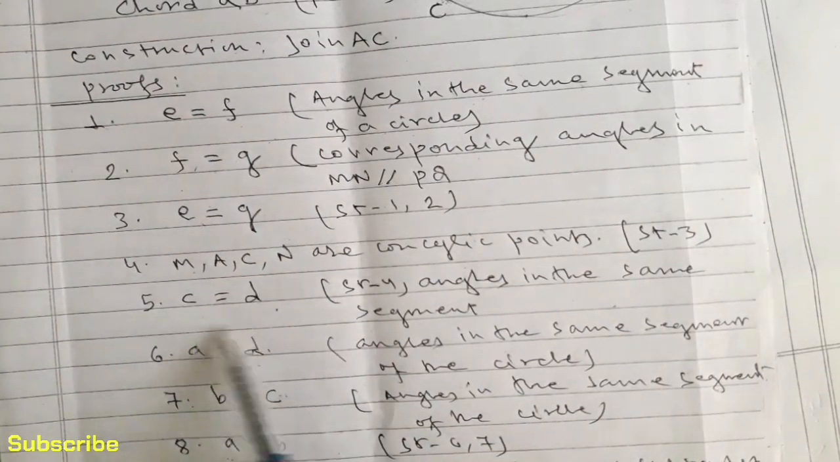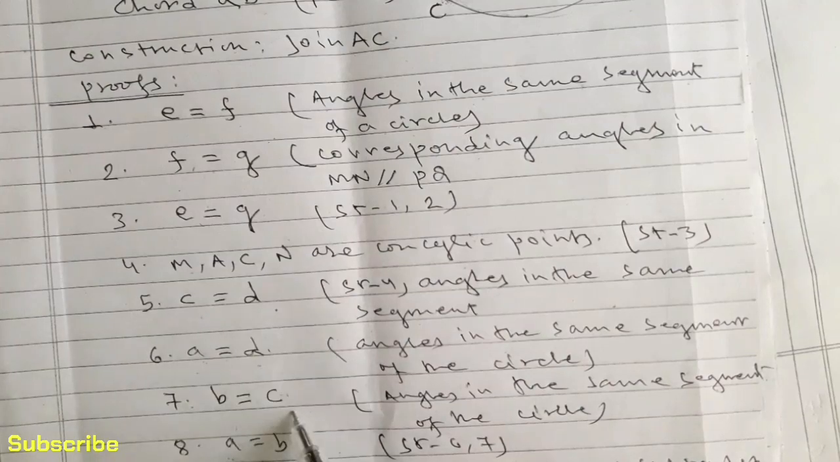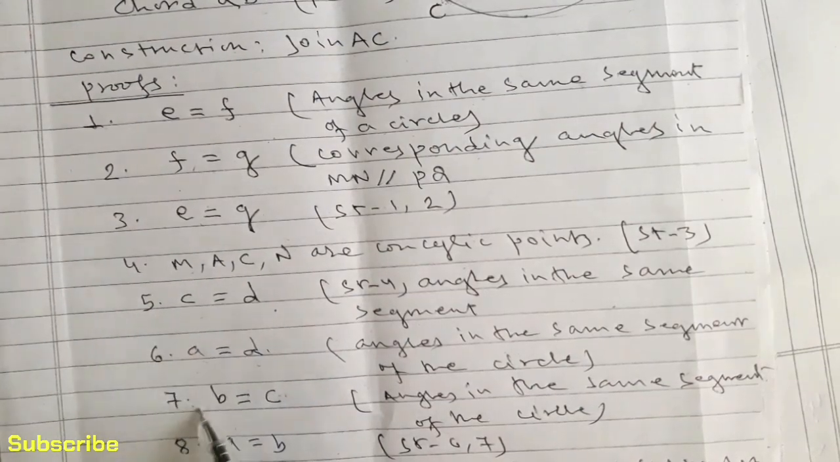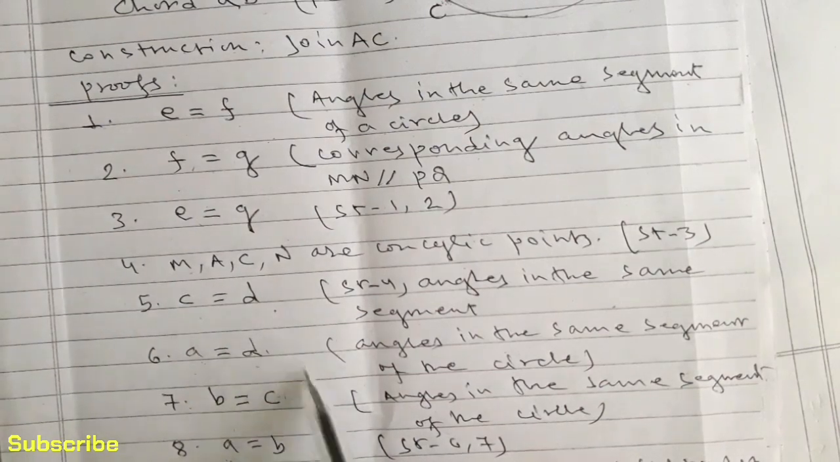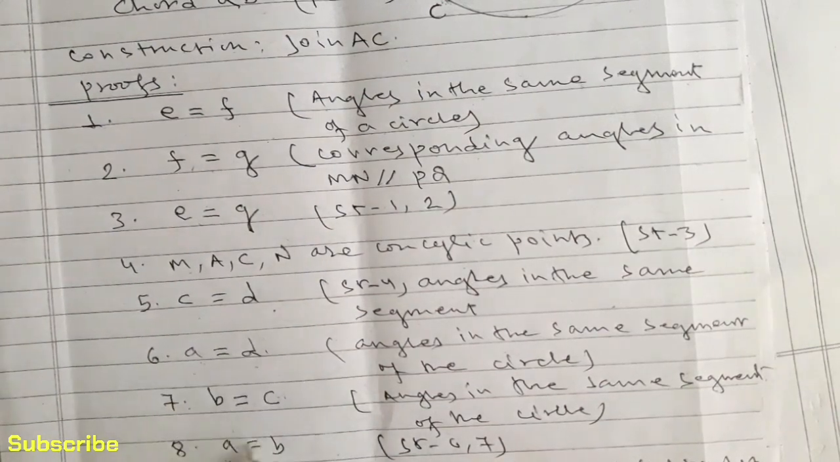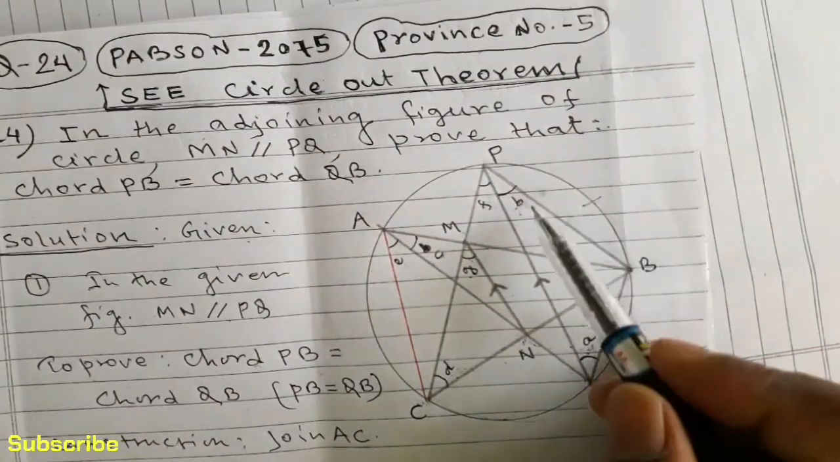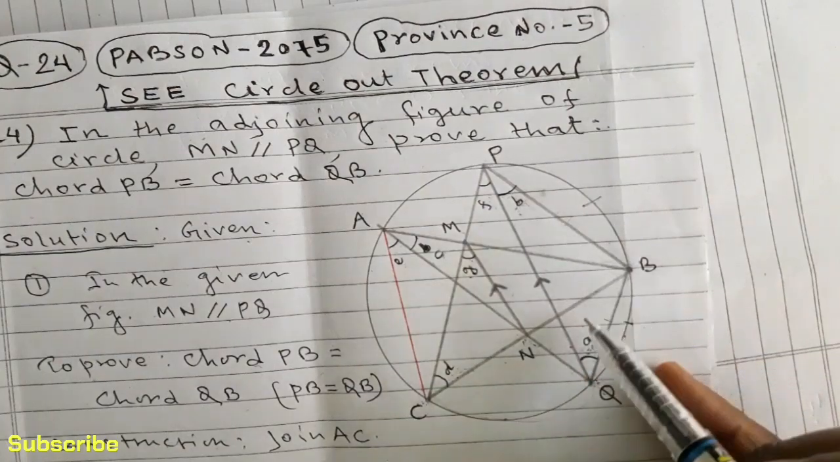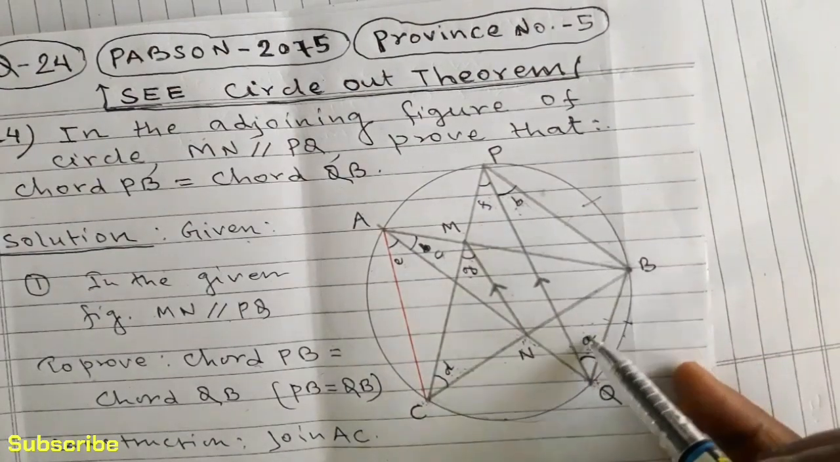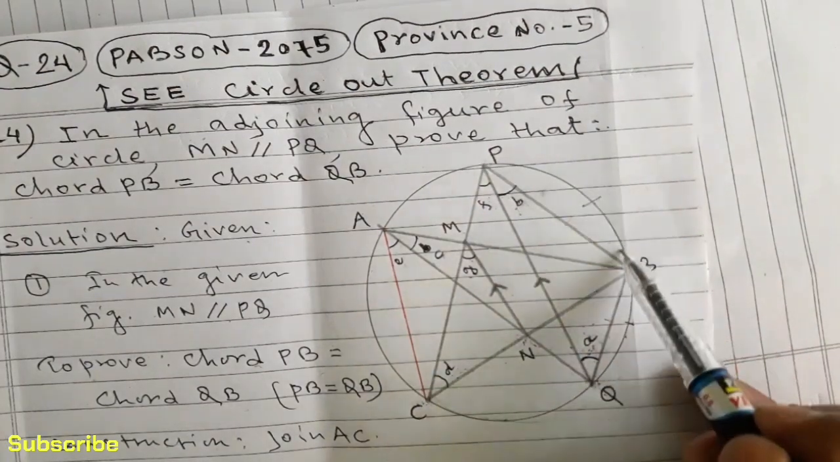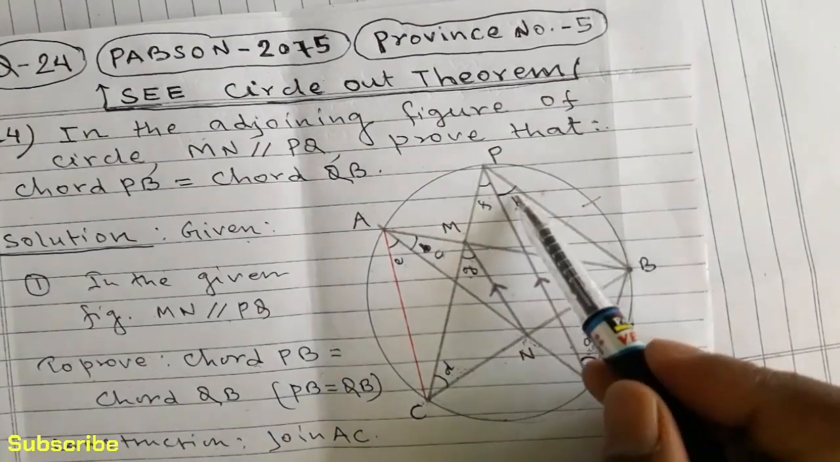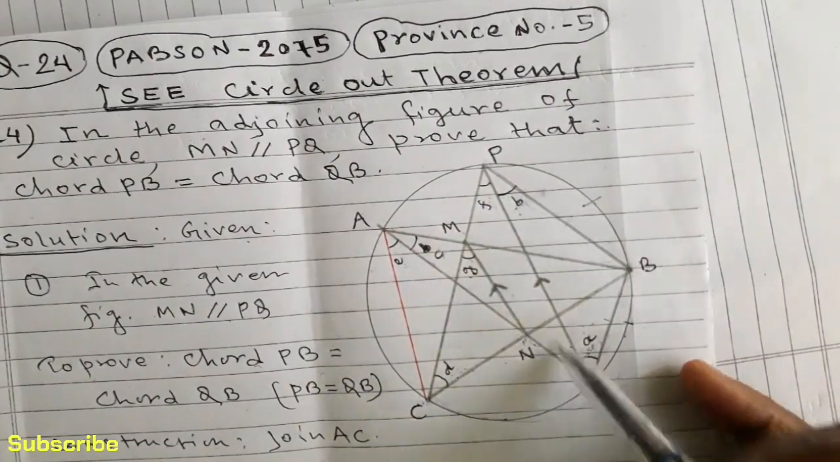Since C and D are already equal, after combining statements 5, 6 and 7, we can get A is equal to B, because C and D are equal, the right-hand sides are equal. So dear students, after showing A is equal to B, which was our aim to show, angle A is subtended by the arc PB and angle B is subtended by the arc QB.